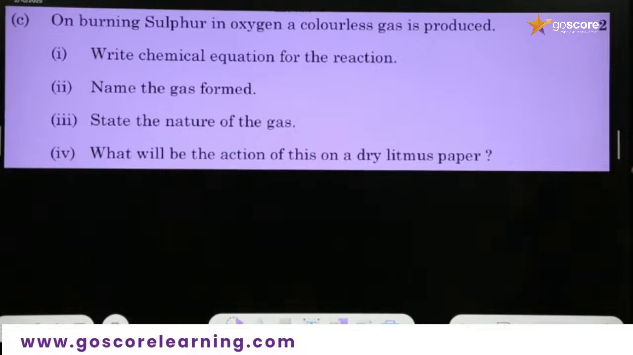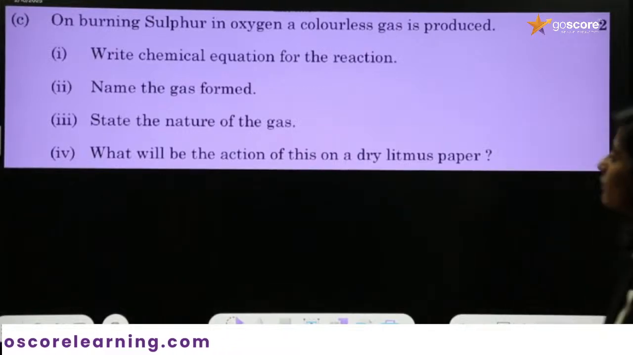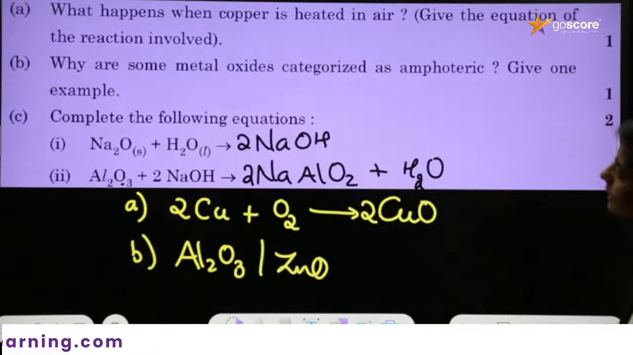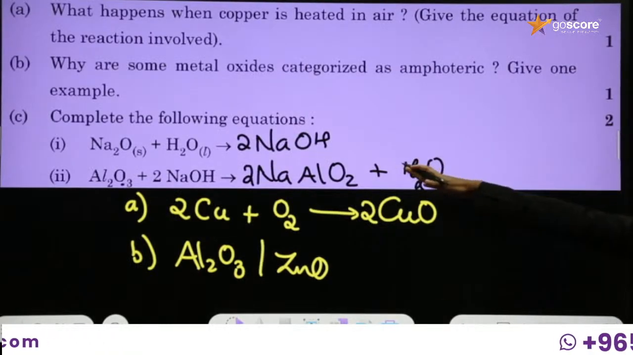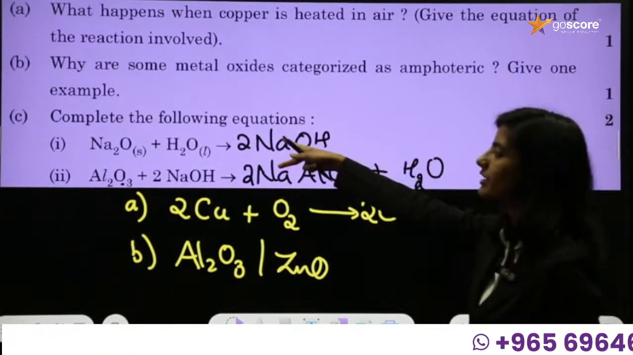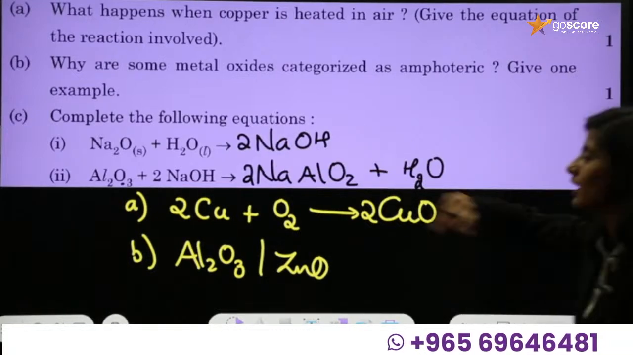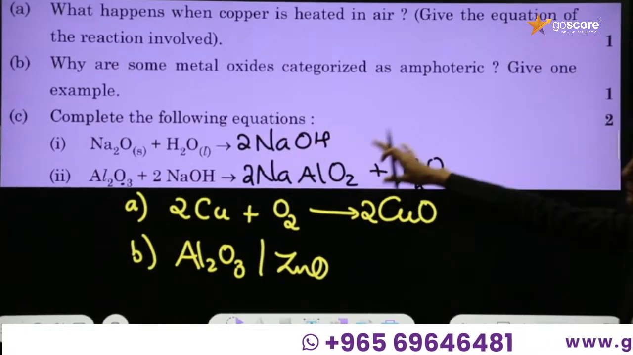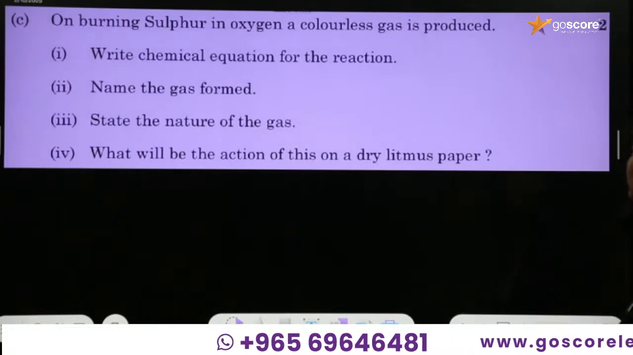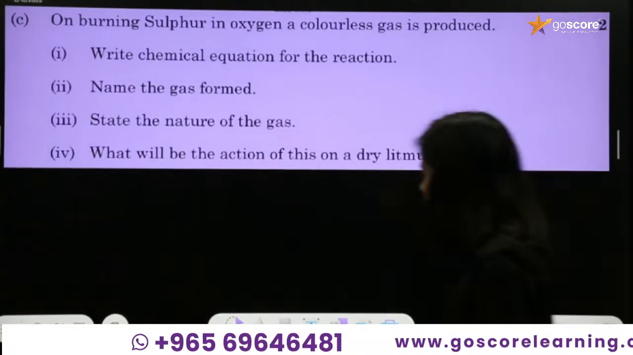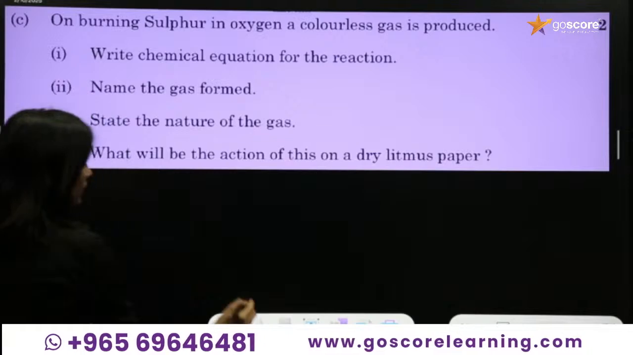Part C. This is an OR question, so it carries 2 marks. If you are not comfortable with completing the equation, you have an OR part right over here, also comprising 2 marks. Now let's do it. Shall we?